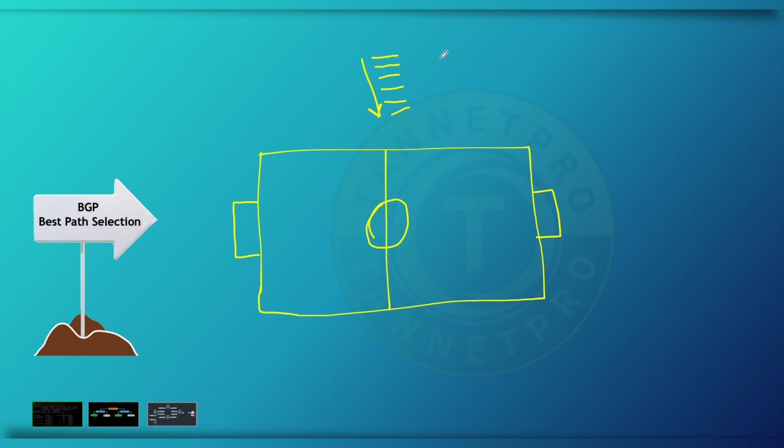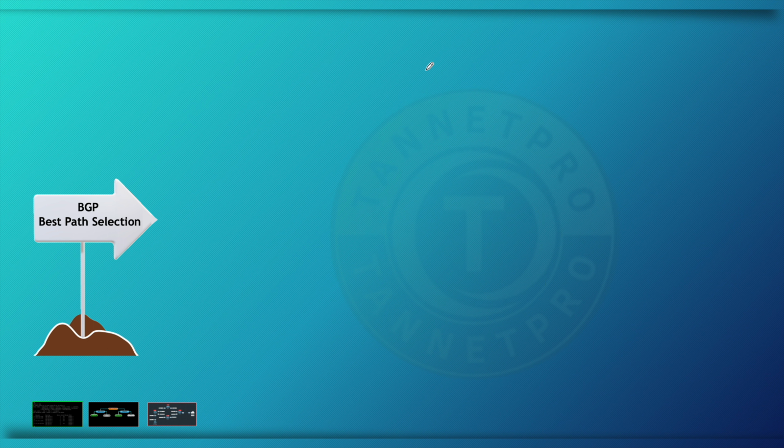In the same way, BGP also follows multiple attributes to select the best path. So this is how you can understand it and enjoy your understanding. Before going to the BGP path selection attributes, the very first attribute I will consider as 0, that is next hop.